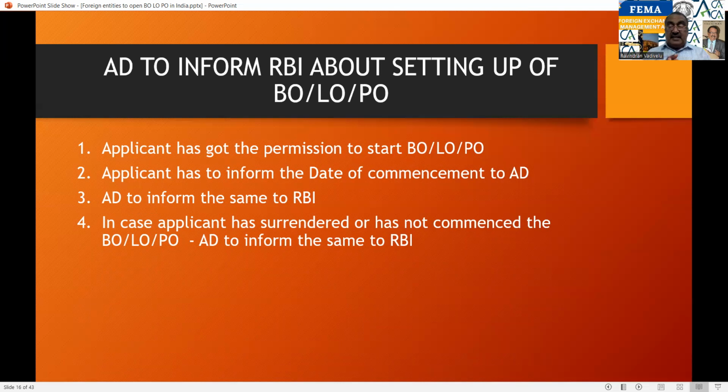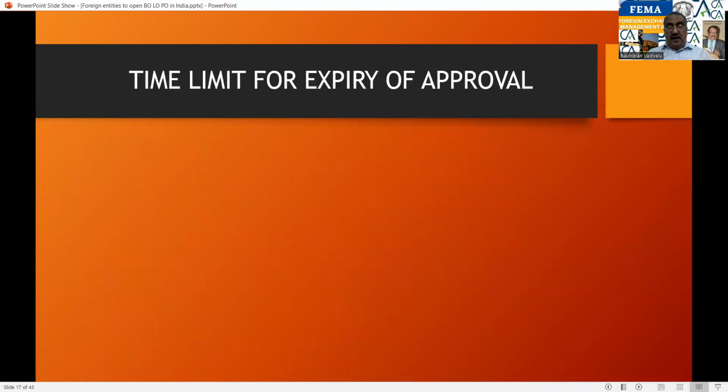In case the applicant wants to surrender the approval, or has not commenced the business or the branch office, the authorized dealer has to inform the same to RBI, and from then RBI is in a position to take the decision.